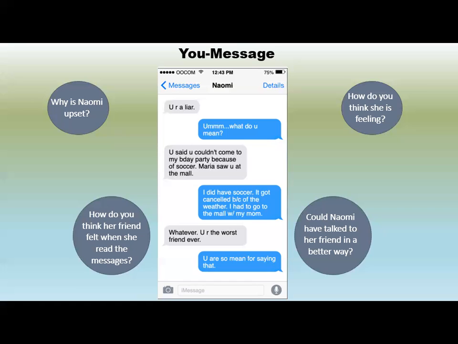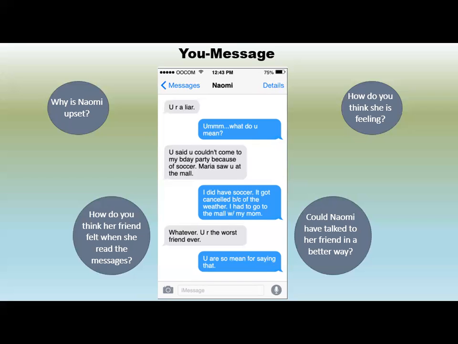What type of adjectives do Naomi and her friend use to describe each other, right? Some adjectives that they've used: liar, mean. And could Naomi have been a better friend, right? I want to get some ideas of how they feel that Naomi could have handled this better.